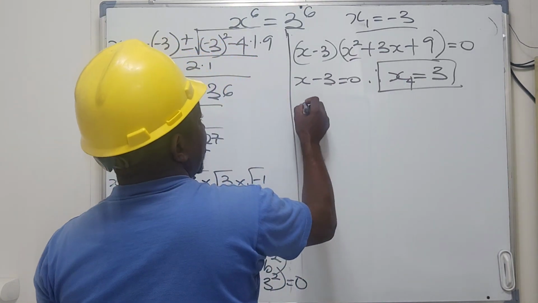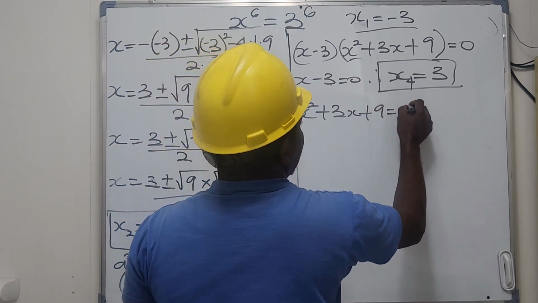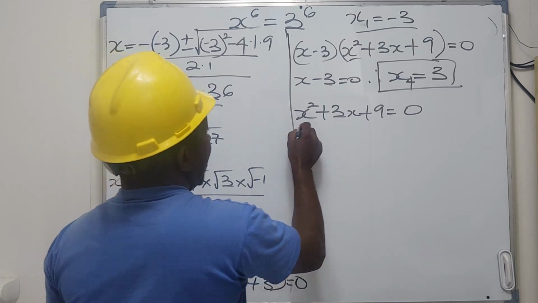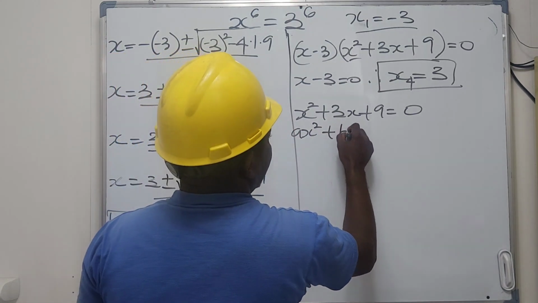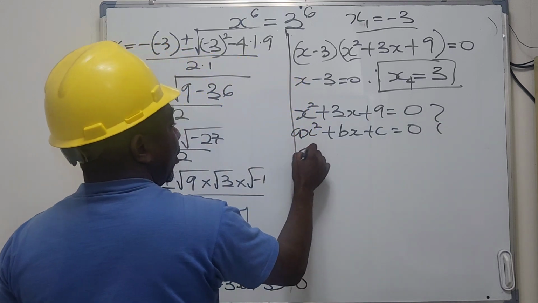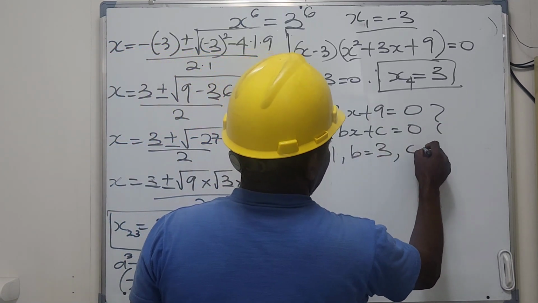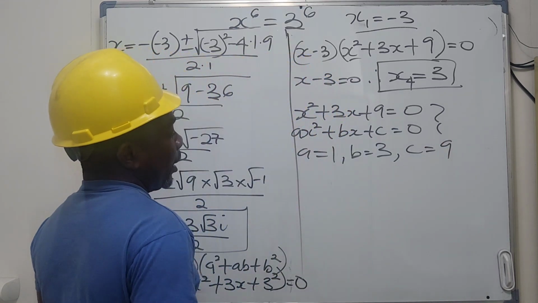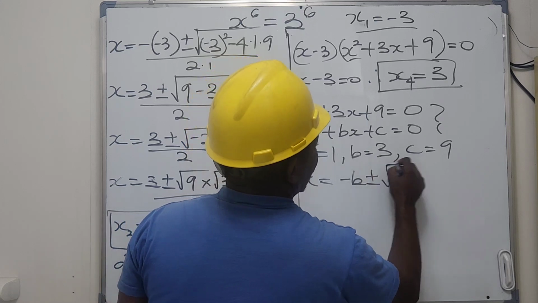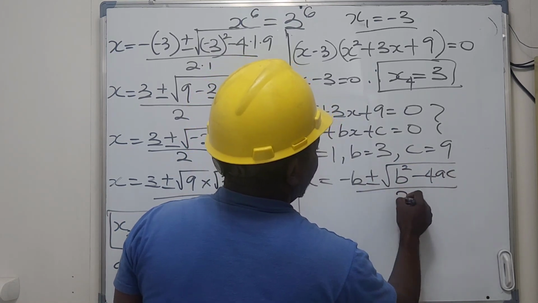So looking at the second equation, we will have x to the power of 2 plus 3x plus 9 equals 0. And we are going to compare it with the standard quadratic equation, where we have ax squared plus bx plus c equals 0. Comparing these two, we have the value of a equals 1, the value of b equals 3, and the value of c equals 9. Substitute that into the quadratic formula, where we have x equals minus b plus or minus the square root of b to the power of 2 minus 4ac, all over 2a.